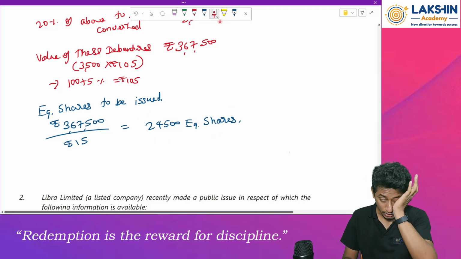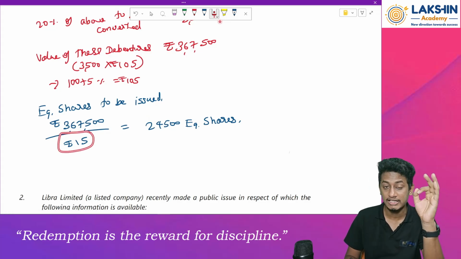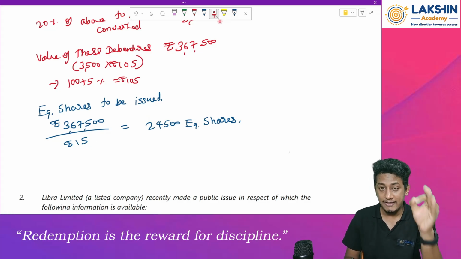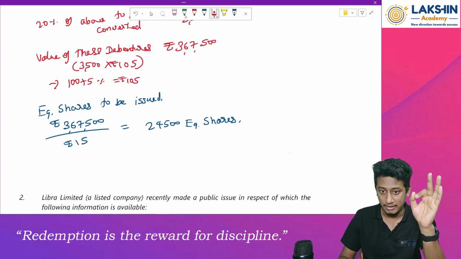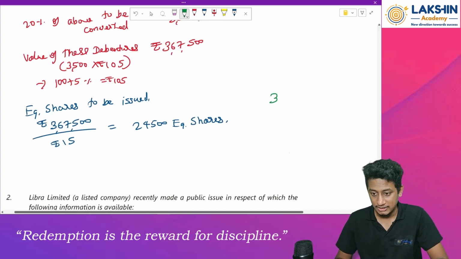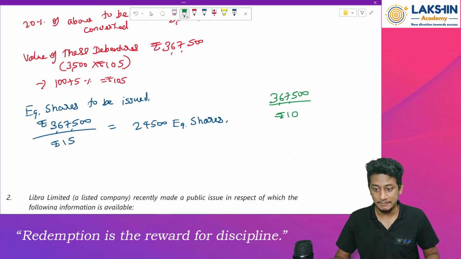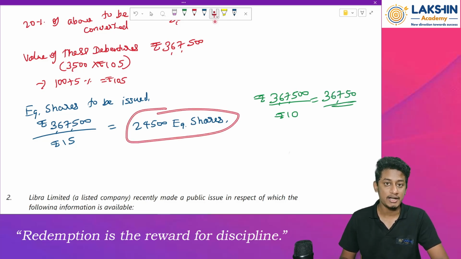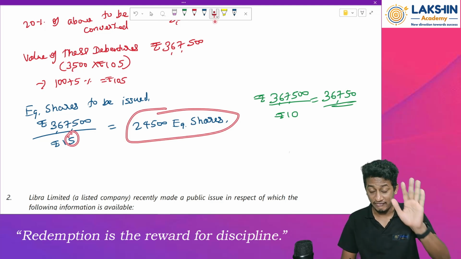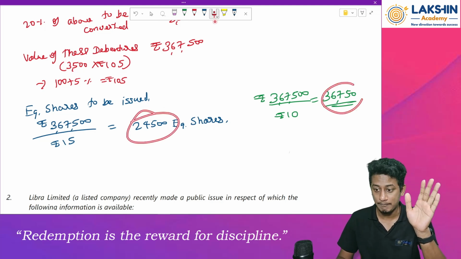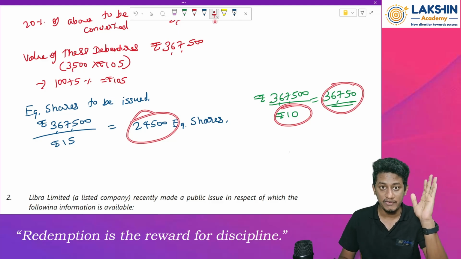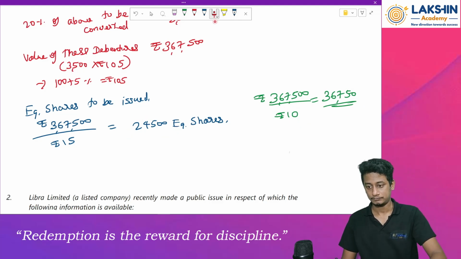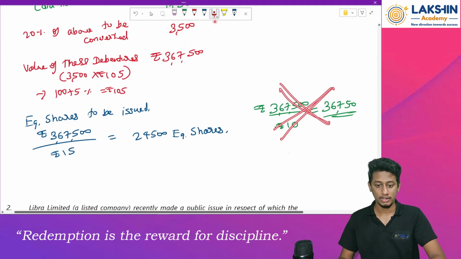Okay. Now I have told you that they are at a loss. Why? Because they are being given equity shares at a premium. Let us say they were given the equity shares at par. In that case, what will happen? See, 3,67,500. If they are given equity shares at par, that is rupees 10 per share, how many equity shares will they receive? They will receive 36,750. But how many are they receiving now? 24,500. Because of this particular premium of 5 rupees, they are receiving fewer shares than if it was issued at the face value or nominal value. Clear? Okay, this is the answer.